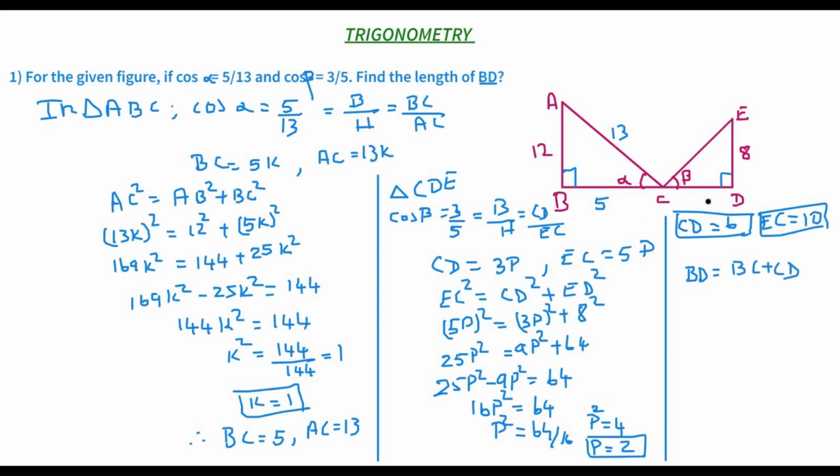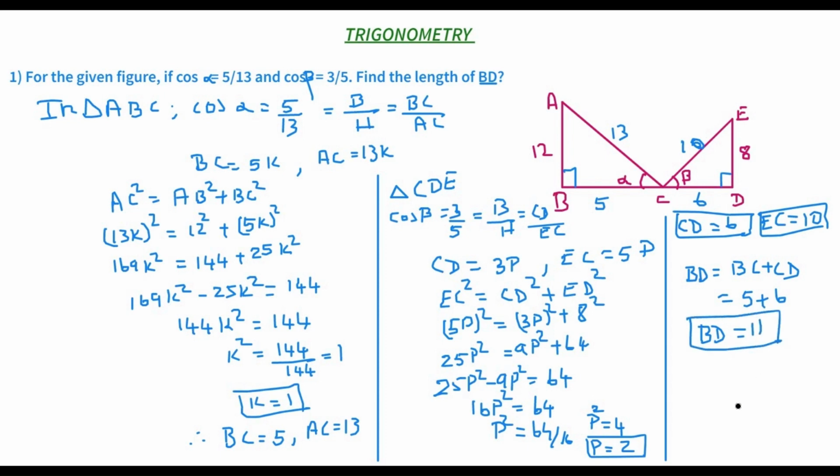So as we know, what is CD? CD is 6. This is 10. So these are the values we have found out. But we want only BC and CD. So what is BC? BC is 5 and CD is 6. So the value of BD is 11. So now we have got our answer.